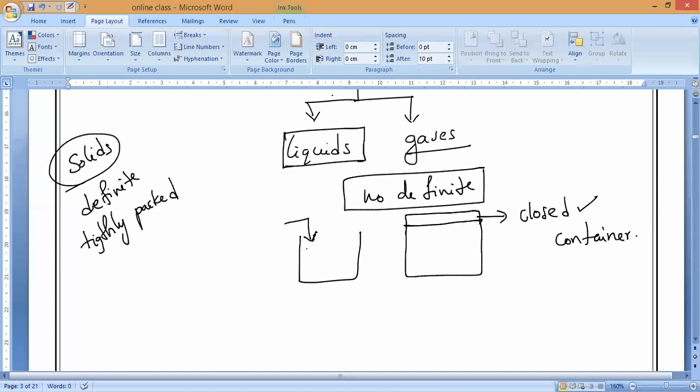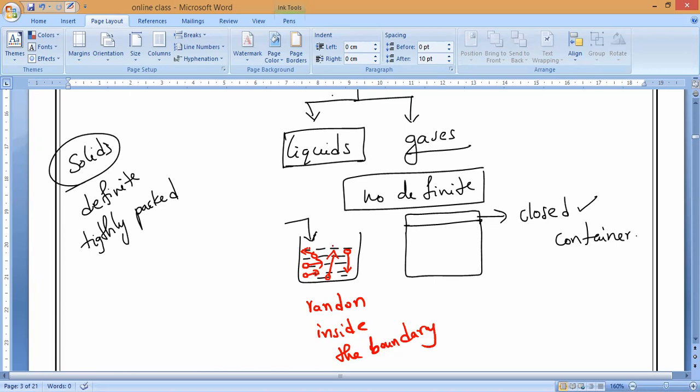Now you can see, we take any kind of liquid. The particles will move within the boundary. The bottom particles will move up, the upper particles will come down, and the side particles will move like this. Always the particles will be in random motion within the boundary, inside the boundary.